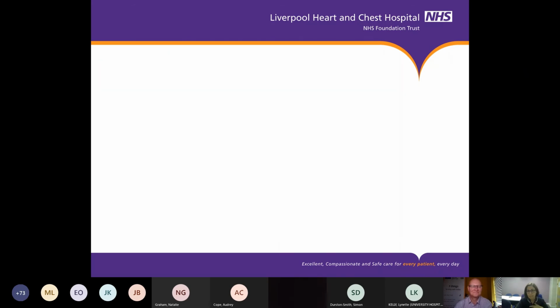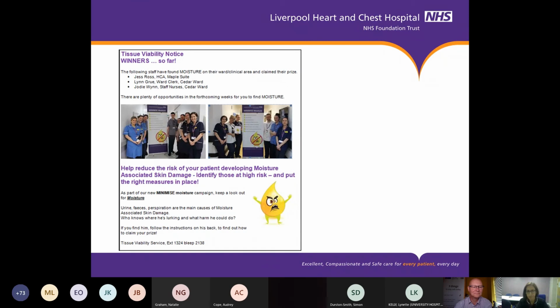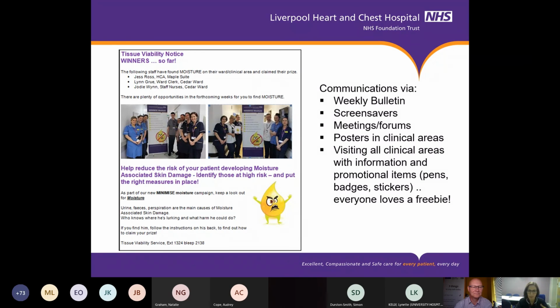And then we used basically every communication forum that we had available to us. So the weekly bulletin, we had computer screensavers. We would talk about this at every meeting, every forum. I actually asked if I could do a presentation to our exec team. We did it as an A3 quality improvement poster, a large poster on the wall.